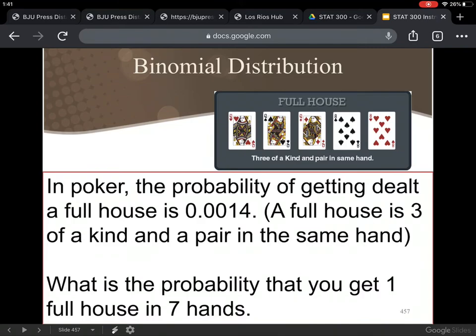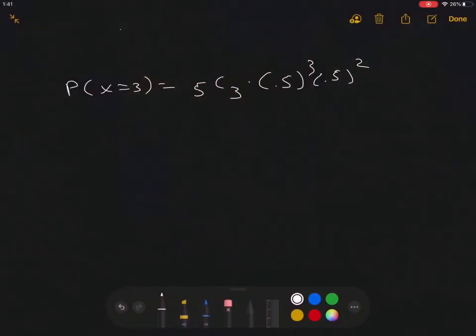In poker, the probability of getting dealt a full house is 0.0014. A full house is 3 of a kind and a pair in the same hand. What is the probability that you get 1 full house in 7 hands? Okay, 1 full house in 7 hands. Well, let's do this like a full-blown example where we actually recognize that we can get the full house or not get the full house, right?